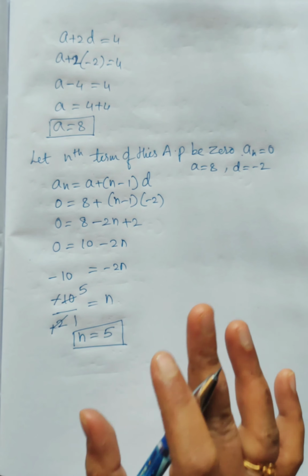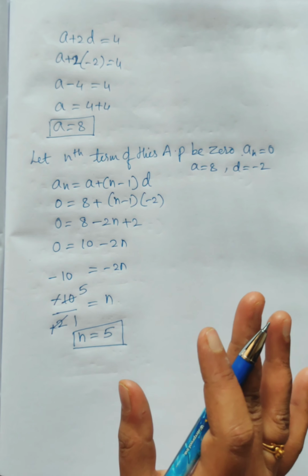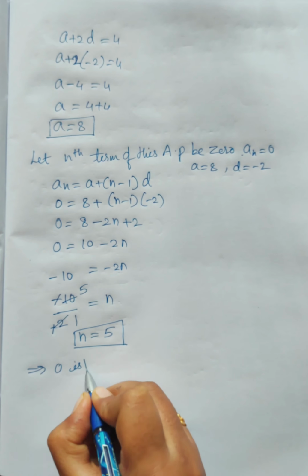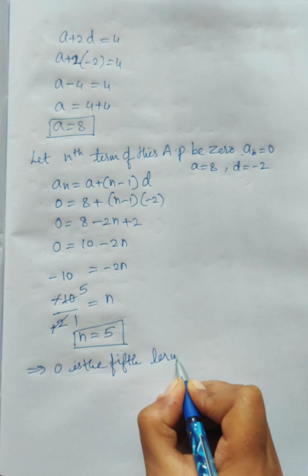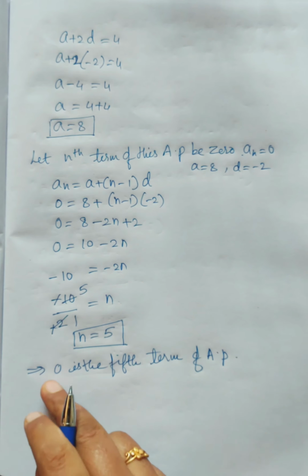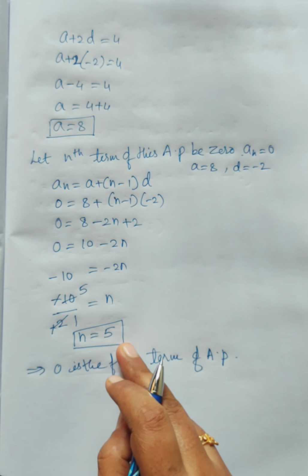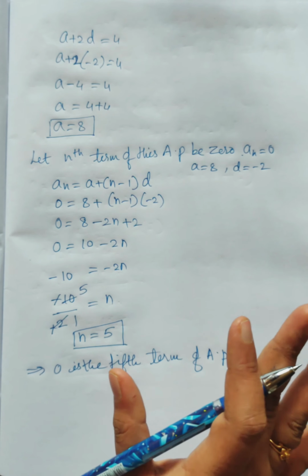According to the question, they have asked which term of this AP will be 0. So I am going to write: 0 is the fifth term of the given AP, because n is equal to 5 we are getting. So 0 is the fifth term of the AP. This completes the proof.